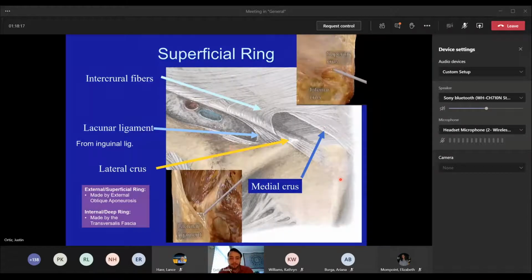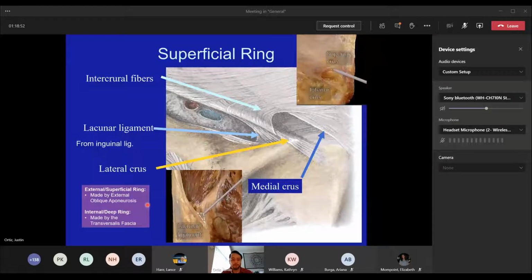Okay, so you have, again, your superficial ring. Superior and inferior crus is the same thing as saying medial and lateral crus. I know he labeled them differently, but medial and lateral crus are the same thing as superior and inferior, respectively. Here are our intercrural fibers. The reason they're called intercrural fibers is because they're between the cruces. You have your superior crus and inferior crus, and those fibers in between the cruces are called intercrural fibers. And then you also have your lacunar ligament, which is basically that little triangle connecting your inguinal ligament to the pubis.